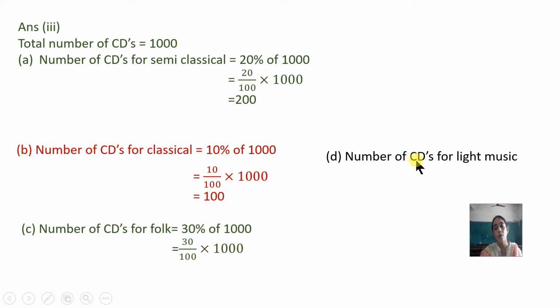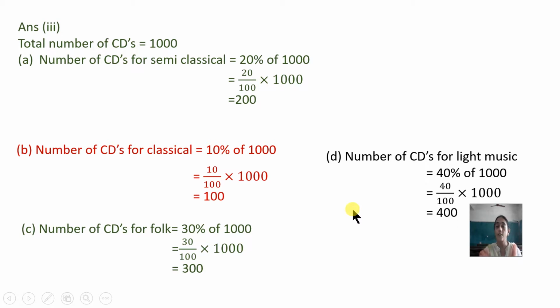Now, number of CDs for light music is how much? What was it? 40%. So, will I write 40% of 1000? Yes. 40% of 1000. And what is 40% of 1000? Let's see. 40 upon 100 into 1000. 0, 0 cancel and that is equal to what?